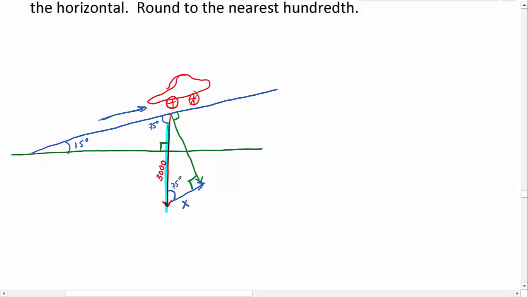Let's take a look at this little sub-triangle that's formed down here. I can find the third angle measure in that triangle. Again, we know they have to all add up to 180 degrees. I've got one that's 90, one that's 75. So that means that this one has to be 15 degrees. Now we have all of the information that we need to find x, but I'm going to draw a breakout triangle because this diagram is looking a little too complicated for me. So there's my red vector that measures 3,000.